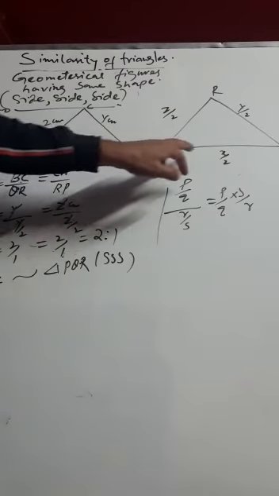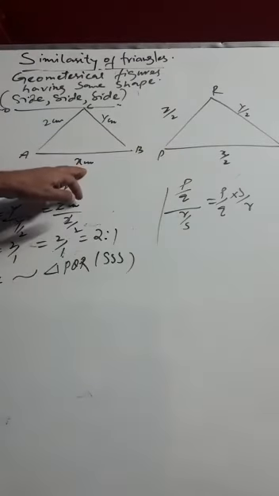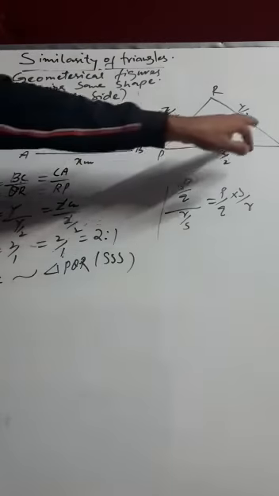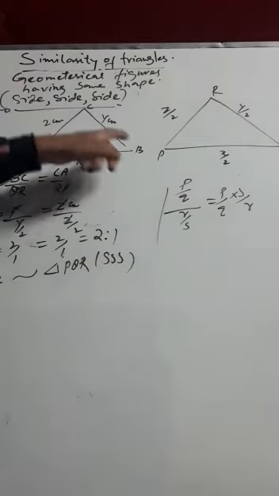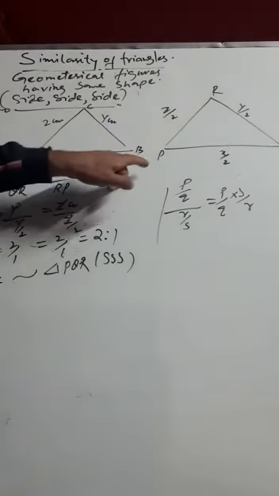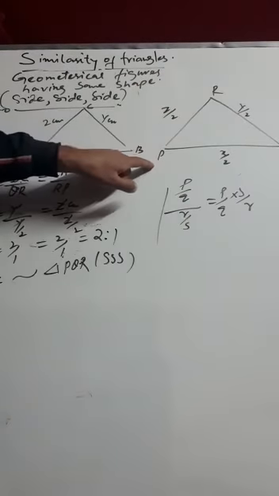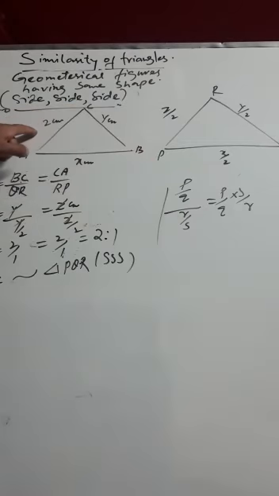Once we multiply it by 2, we will get the line segment AB. Once we scale up this side by the same 2, we will get Y, and once we scale up this side by 2, we will get Z centimeter.